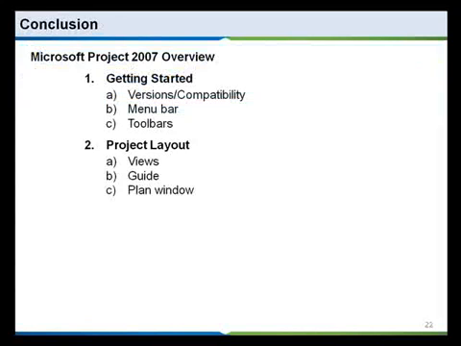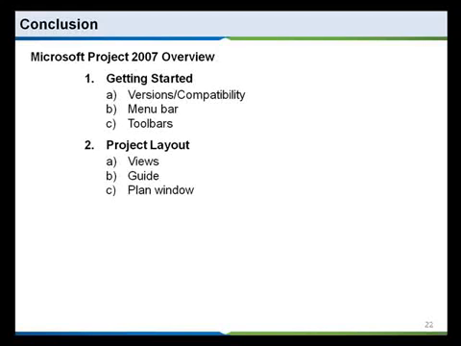And that concludes Microsoft Project 2007 overview. During this module, we talked about how to get started with Microsoft Project. First, you need to make sure you understand what version you have and any compatibility issues you may encounter with previous versions or with older versions that you're importing. We talked about all of the menu bar options, as well as the toolbars that you can set up and utilize when using Microsoft Project 2007. We then next talked about our project layout.